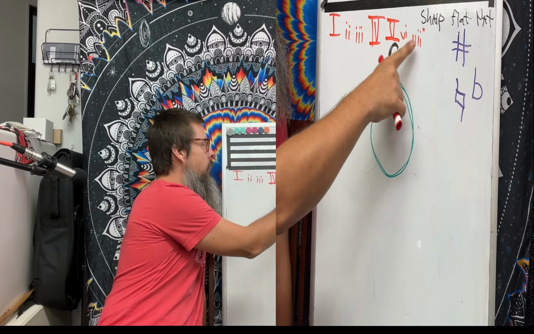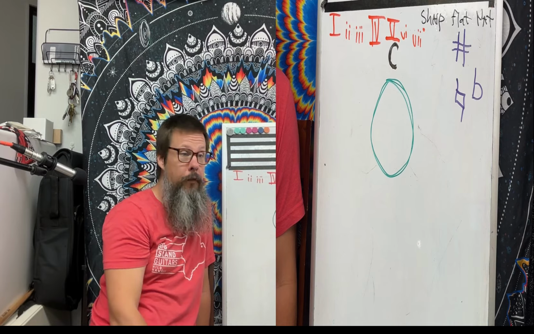1, 2, 3, 4, 5, 6, 7. We do have an eighth note, but that's the same. Some people might have heard of something called solfège. Do, re, mi, fa, sol, la, ti, do. That's what we're talking about here. Do, re, mi, fa, sol, la, ti, do.